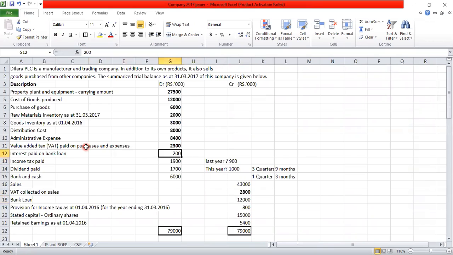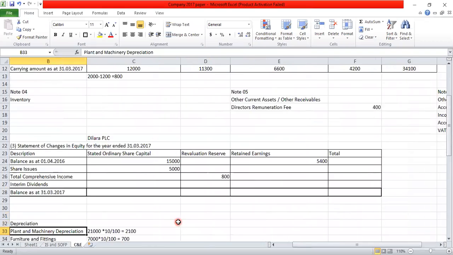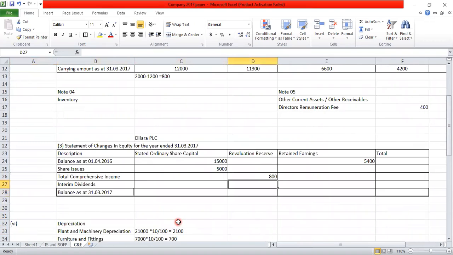Then we move on. Interest paid on bank loan done. Income tax paid done. Dividend paid 1,700 should be deducted from changes in equity under retained earnings because it's a dividend payment. So I'll consider interim dividends payment as a reduction in retained earnings. So that's also done.